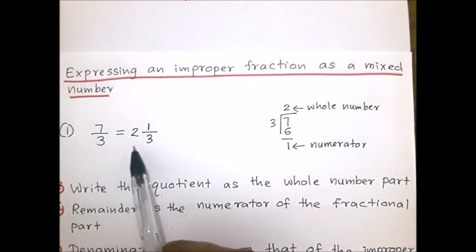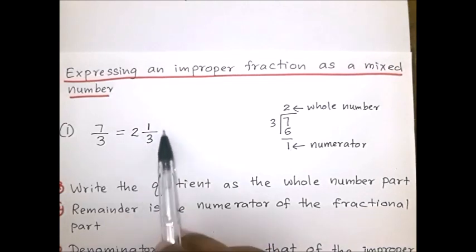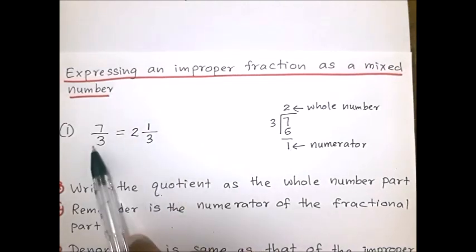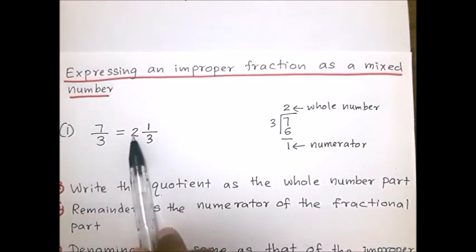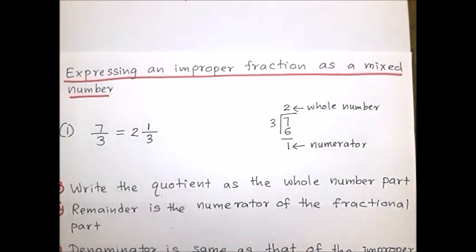How you can check whether these two answers are equal? You can convert this into a mixed number and check whether this answer is obtained or not. 3 multiplied by 2, 6 plus 1, 7. 7 over 3. So it is correct.